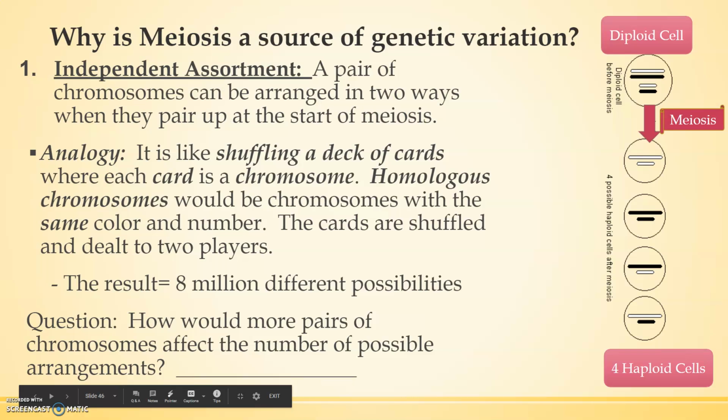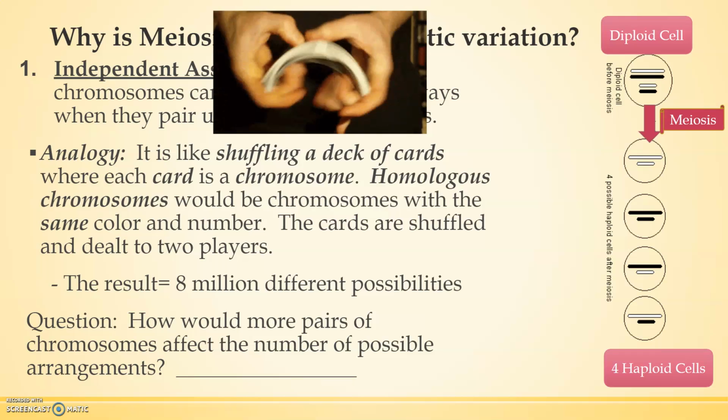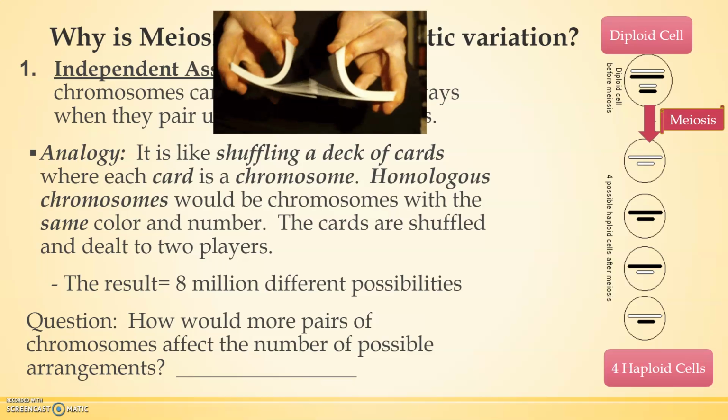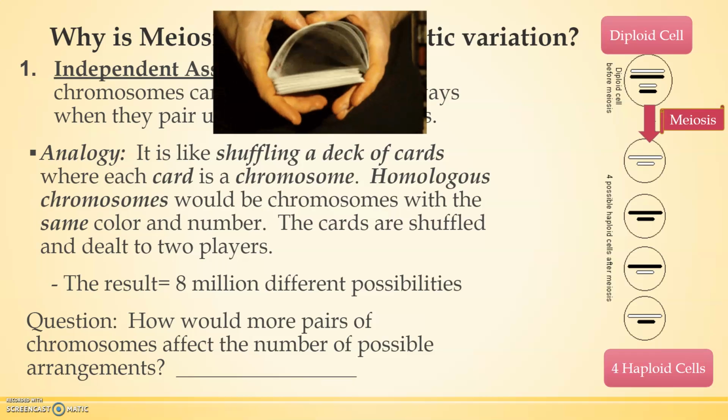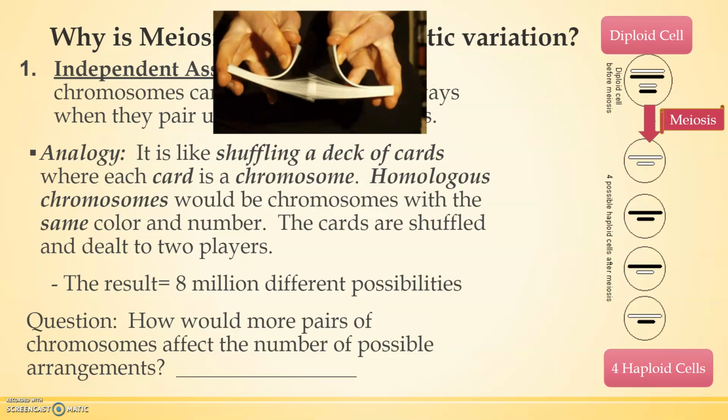So why is meiosis a source of genetic variation? Well, independent assortment. A pair of chromosomes can be arranged in two ways when they pair up at the start of meiosis. The analogy is like shuffling a deck of cards where each card is a chromosome. Homologous chromosomes would be the chromosomes with the same color and number. The cards are shuffled and dealt to two players. The result, 8 million different possibilities.